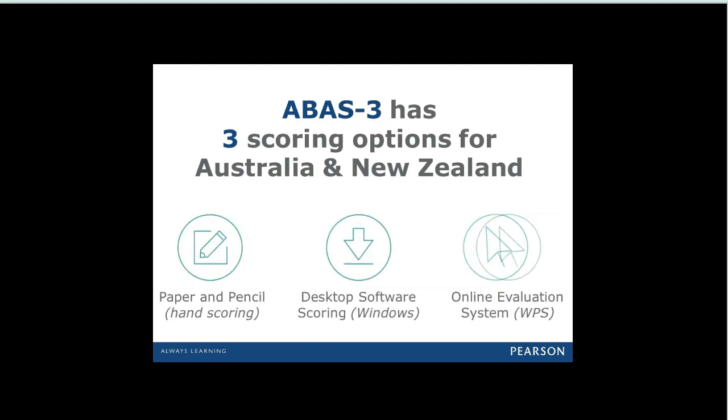So in Australia and New Zealand, we have 3 options in terms of our scoring. A lot of people, if you're using it currently or used it previously, are doing pen and paper. So our paper pencil administration, otherwise called hand scoring, obviously doesn't require any additional materials in terms of technology. We do have a desktop scoring software. This is compatible with Windows, and at this stage, I'll say only up to Windows 8. We have not yet tested it on Windows 10, so if you're currently running that platform, stay tuned.